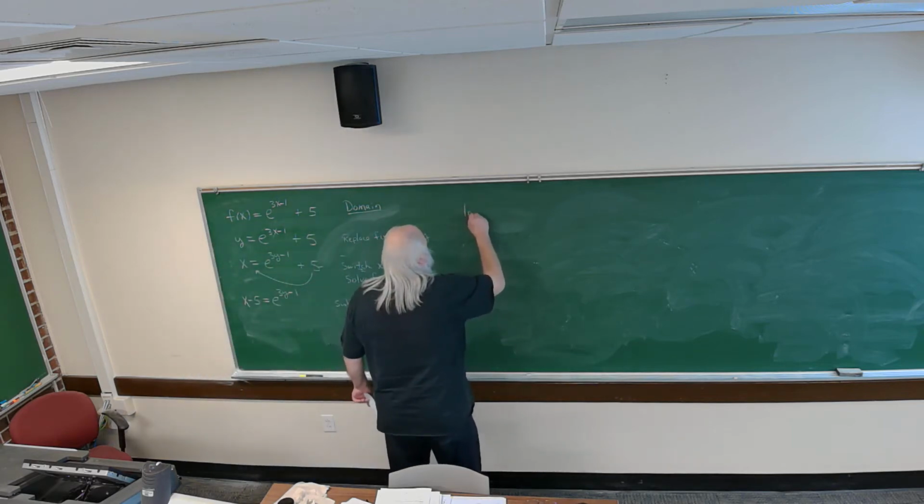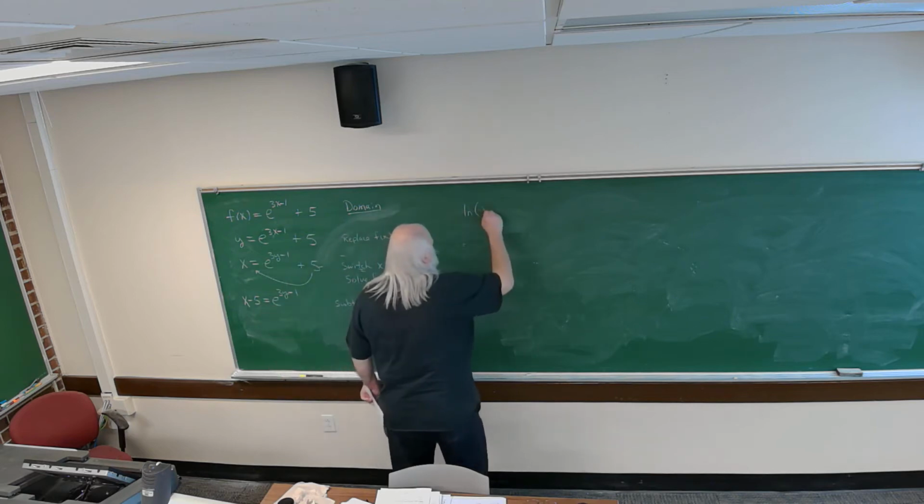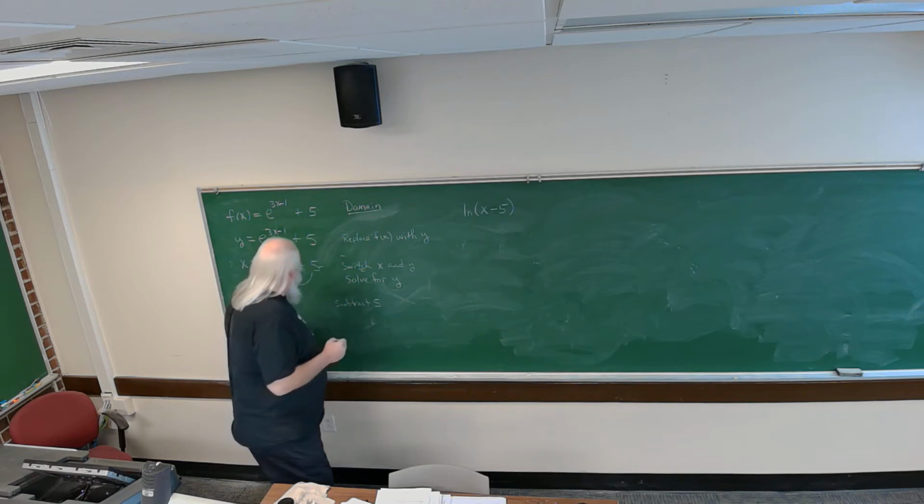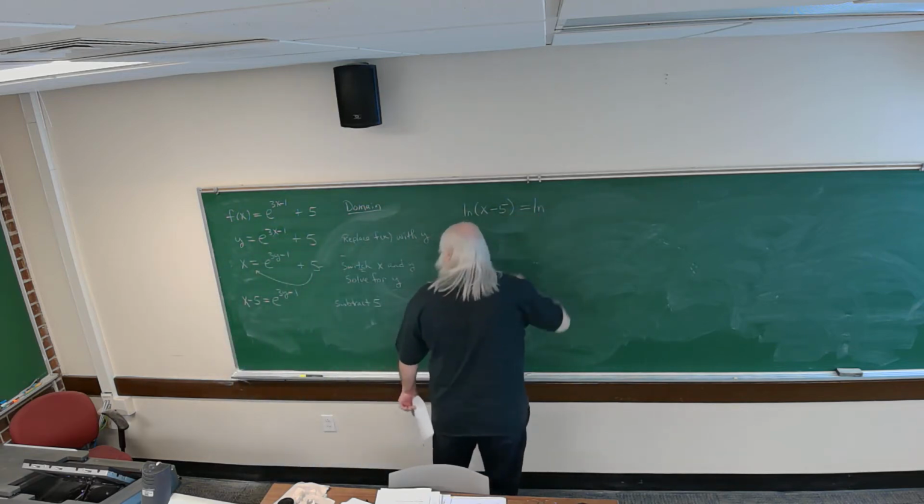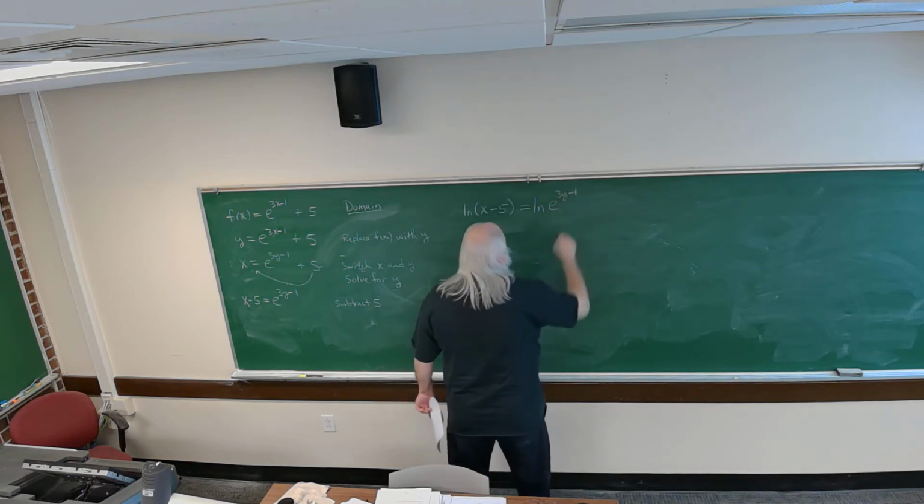We have the natural log. Now you're taking the natural log of the entire left-hand side, so x minus 5 has to go in parentheses. That's the argument in the natural log function. And then on the right-hand side, we have the natural log of e raised to the 3y minus 1 power.